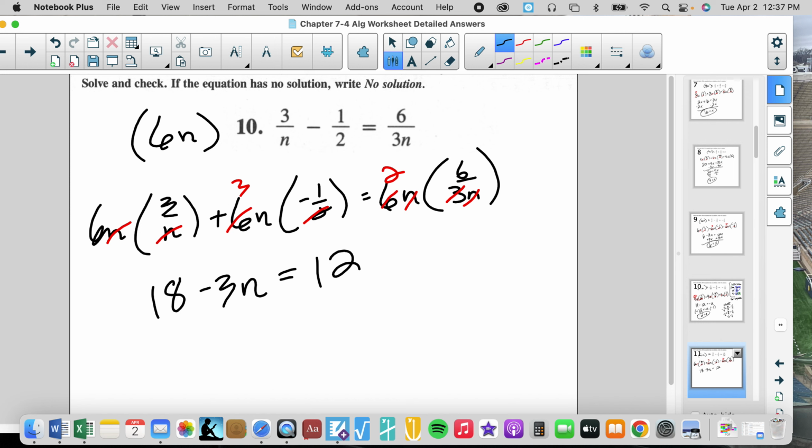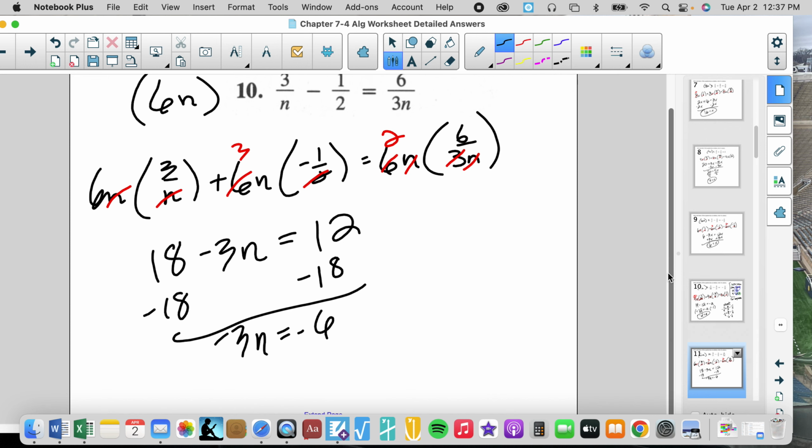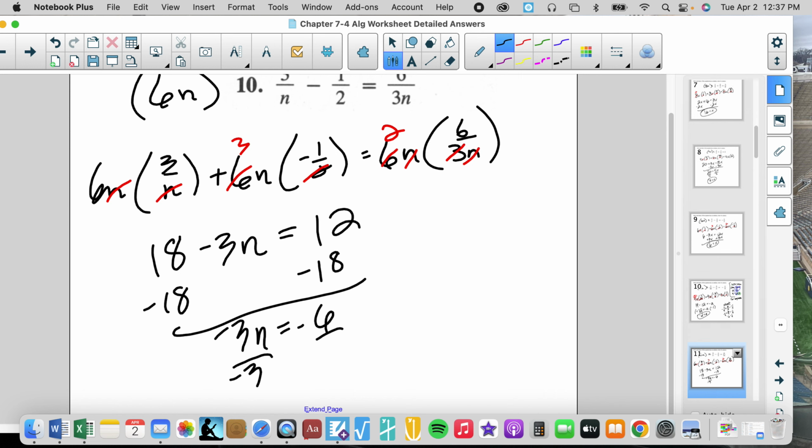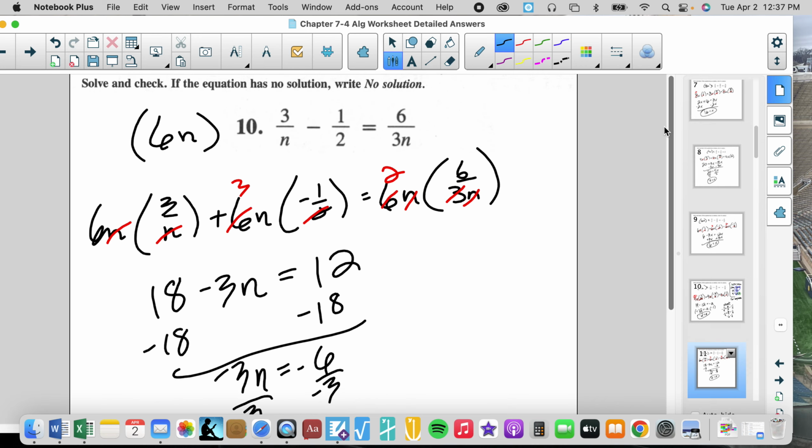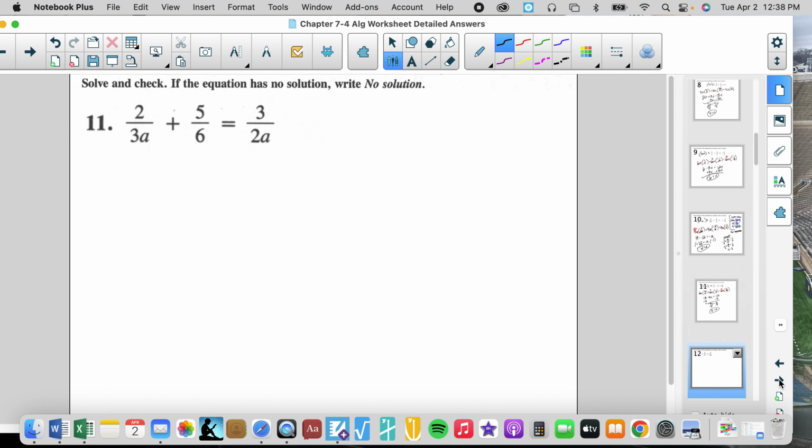Let's move the, no, let's not do that. Minus 18, negative 3n equals negative 6. Divide by negative 3, and we get n equals 2. 3 over 2 equals 2 over 2. 6 over 3 times 2 is 1, so 3 over 2 minus 1 over 2 over 2 is 1, 1. Yep, that worked.